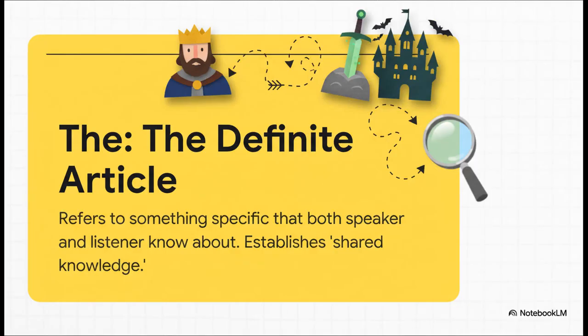First up, we've got the, which is the definite article. Whenever a character says the, they're basically assuming you both know exactly which person or thing they're talking about. It's like they're pointing to a file that's already saved in your brain. It's all about shared knowledge. You know, when they say the king, or the cursed sword, or the haunted castle, we're all on the same page about which one they mean.